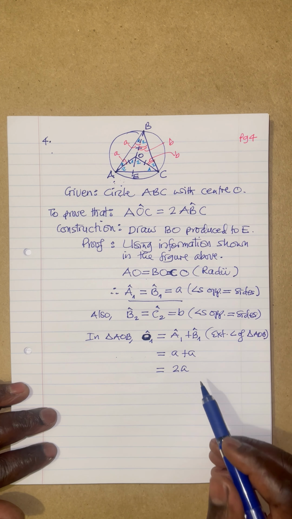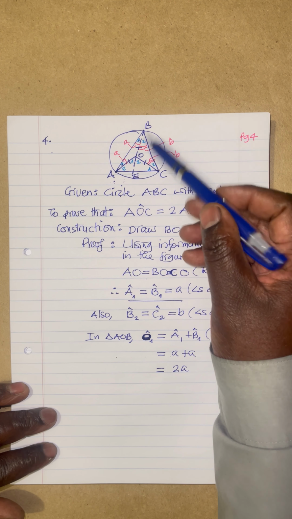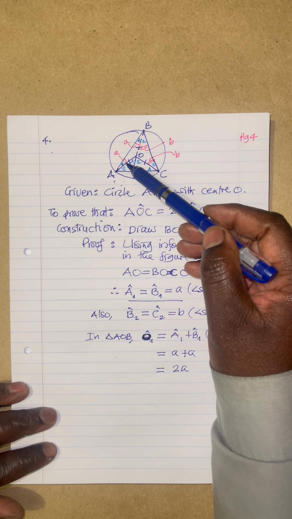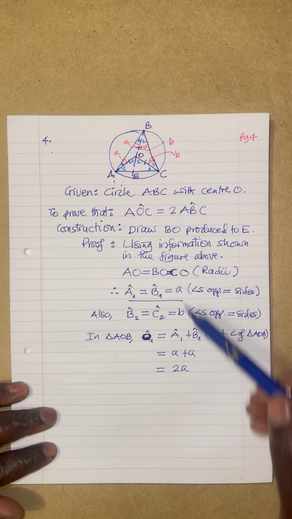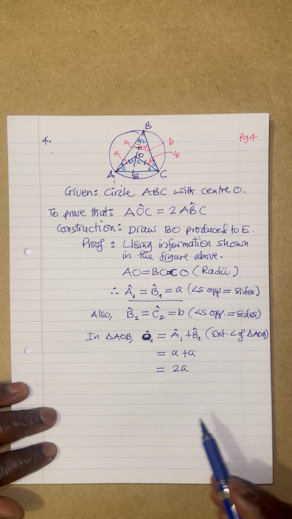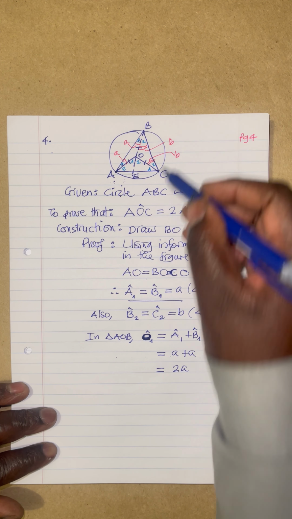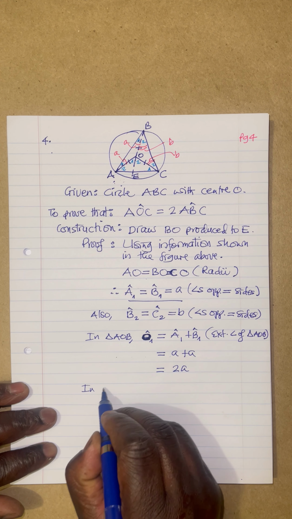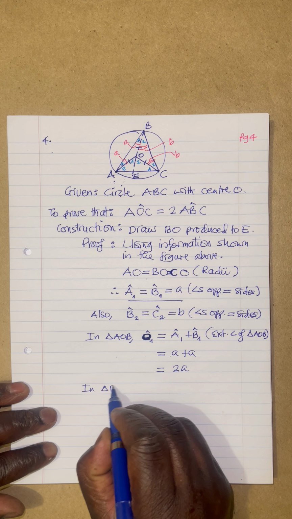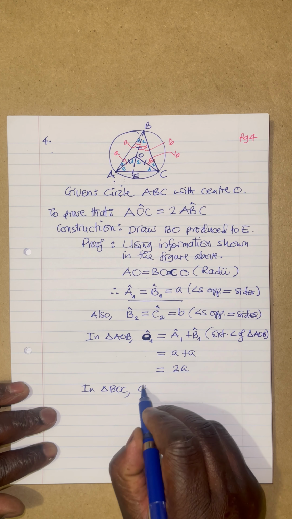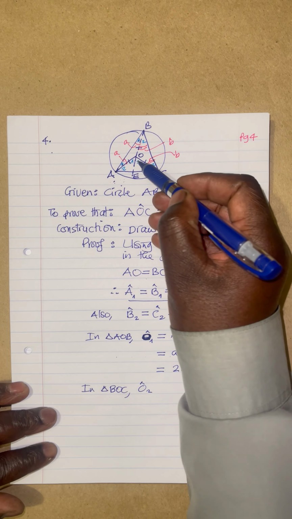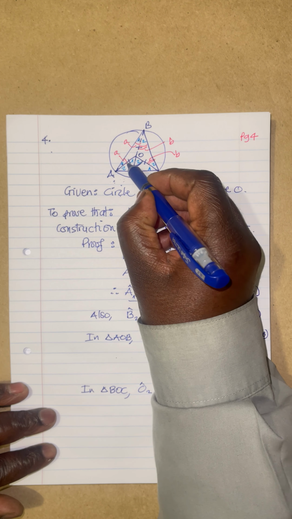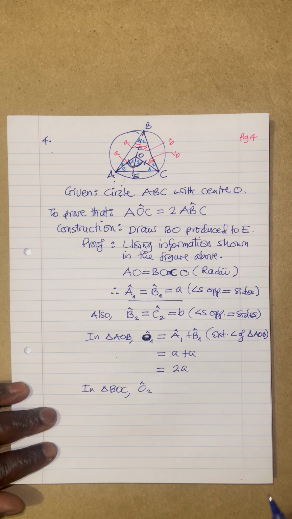Let's move to the other triangle now. In triangle AOB, this is what we have managed to achieve. O1 is actually equal to A1 plus B1, as you can see, and then it translates into twice a. Let's move to the other triangle, triangle BOC. In triangle BOC, O2, this angle here. Remember, we focused on this one there at first. Now we are on the other angle there.